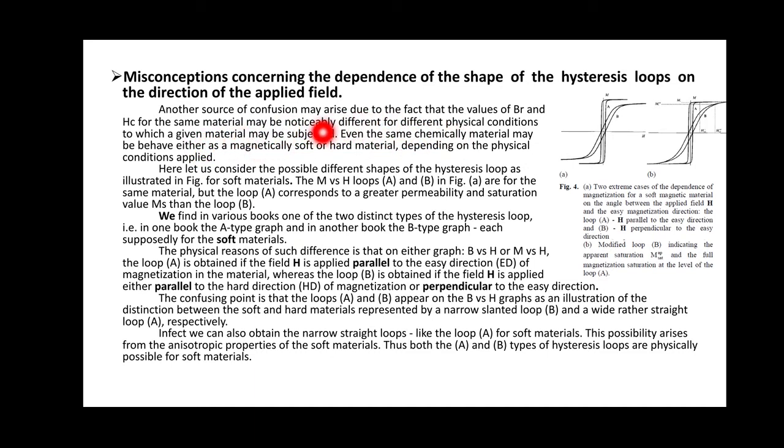That is, remanent magnetization and coercive field for the same material may be noticeably different for different physical conditions. That is, remanent field intensity and coercive field depend upon the physical situation to which a given material is subjected. Even the same chemical material may behave either as a magnetically soft or hard material depending on the physical condition applied.